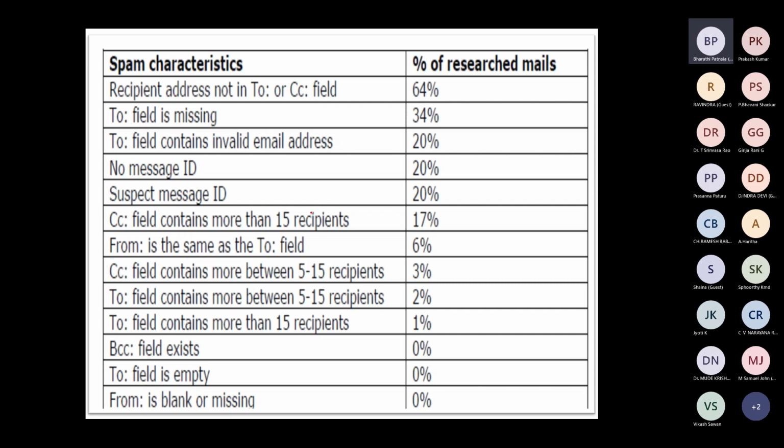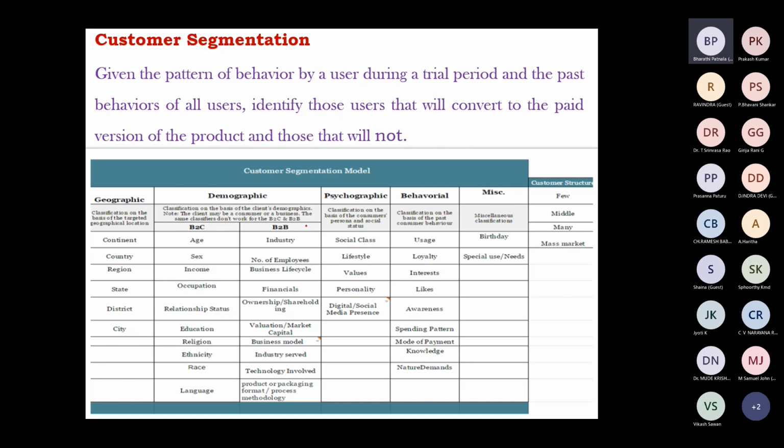Okay, so coming to the next application, that is customer segmentation. Sometimes we need to segment customers based upon geographical regions, demographic information, or behavioral information. Given the pattern of behavior by a user during a trial period, and also taking the past behaviors of all users, we identify those users that will convert to the paid version of the product and those that will not. So based upon some information, we can identify that this particular customer will pay, or will not pay. Like that, we can segregate them.